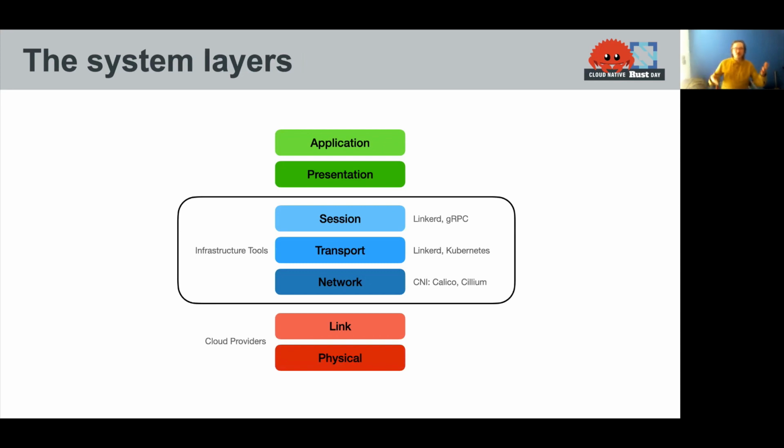Down at the bottom, we have physical layers and link layers, which are really part of the cloud providers or data center or hardware. And this middle glue layer is where we spend all our time as infrastructure developers. Things like Linkerd and Kubernetes really fit into this middle glue layer that is not talked about too much.